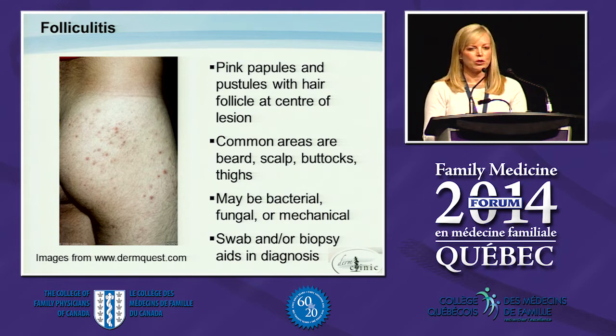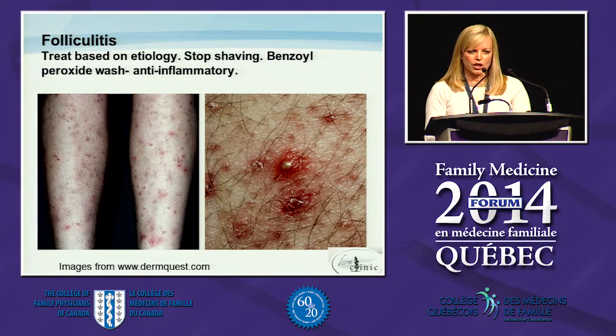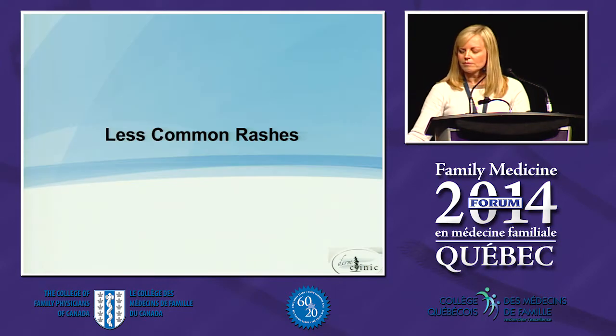So if they're really pustular, we could swab these lesions to help us come up with an etiology. And a biopsy can sometimes be helpful too in terms of identifying if it's a fungal folliculitis. So really the treatment is going to be based on what we find on perhaps our swab or our biopsy in terms of etiology. But generally, if it's in a hairy area, if we can try to encourage the patients to stop shaving, I suggest they perhaps consider trimming their hair instead of shaving it to avoid the mechanical disruption. And then benzoyl peroxide wash is a good anti-inflammatory wash that they can use in the shower for chronic folliculitis.